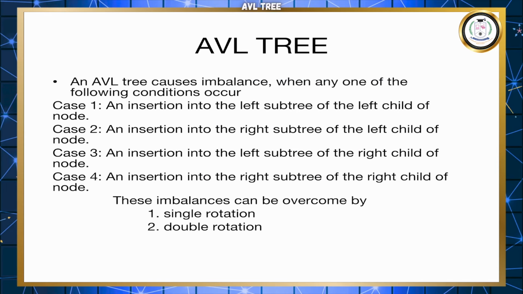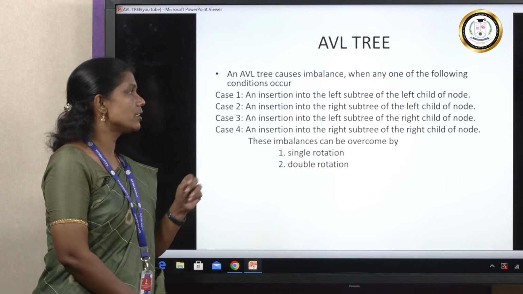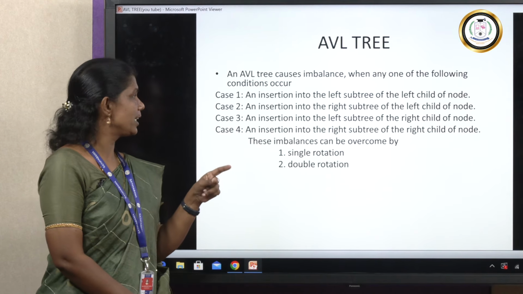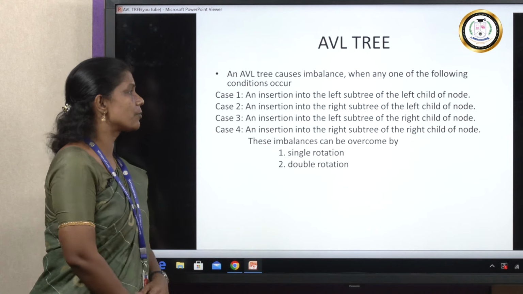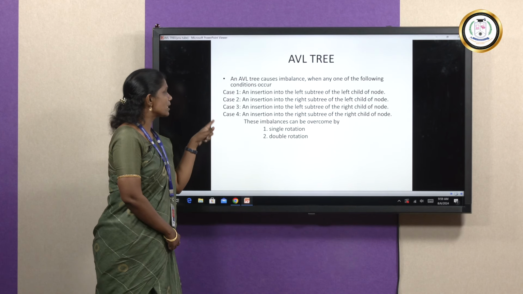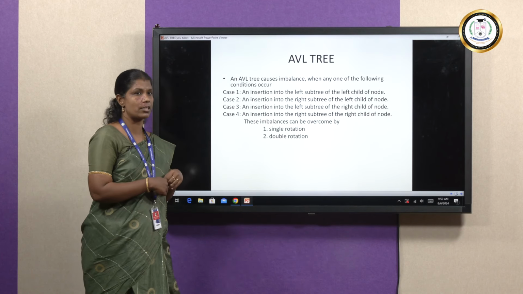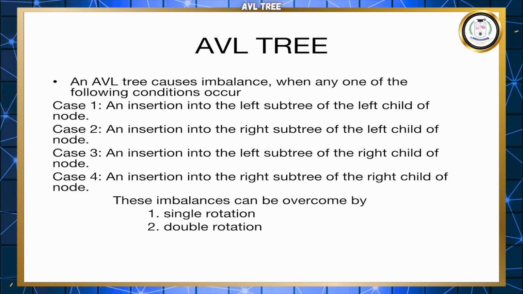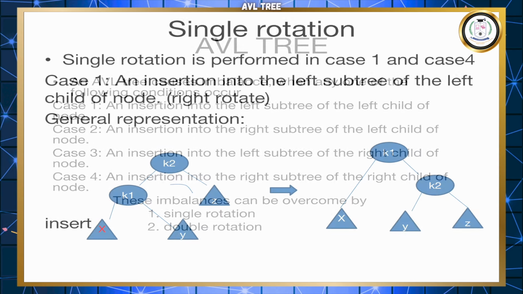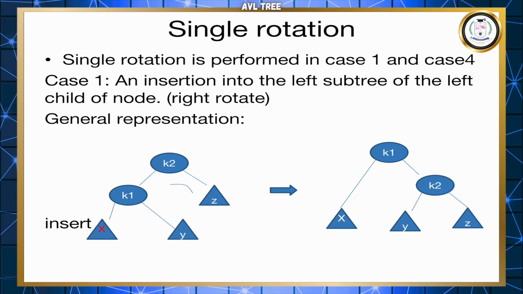Then we have to see what the reasons are that a tree becomes unbalanced. Based on 4 cases, the tree becomes unbalanced. The first case is insertion into the left subtree of the left child, the second is insertion into the right subtree of the left child, then insertion into the left subtree of the right child, and then insertion into the right subtree of the right child. Based on these 4 cases, sometimes the tree becomes unbalanced. Then we make the tree balanced using 2 types of rotation, that is single rotation and double rotation.